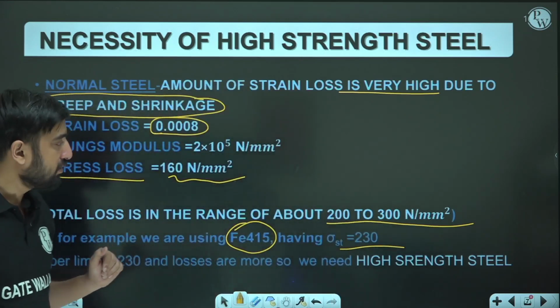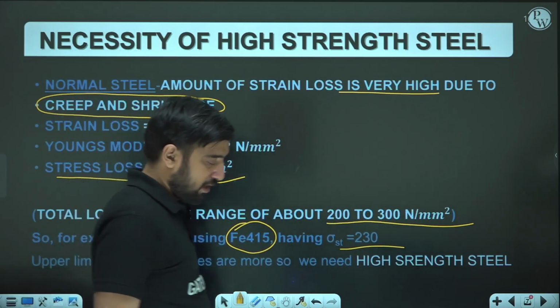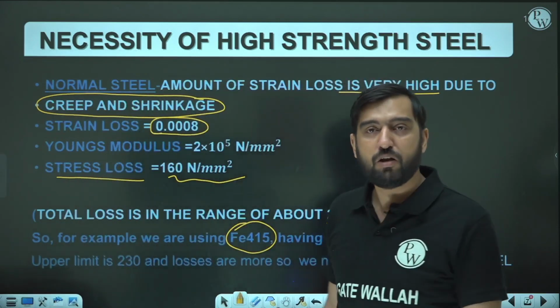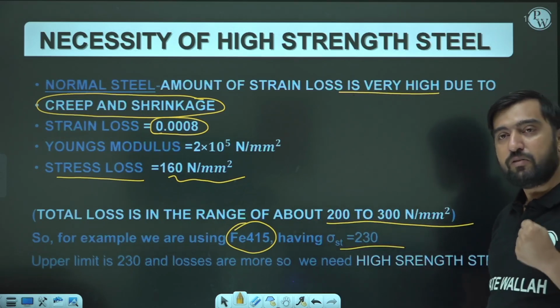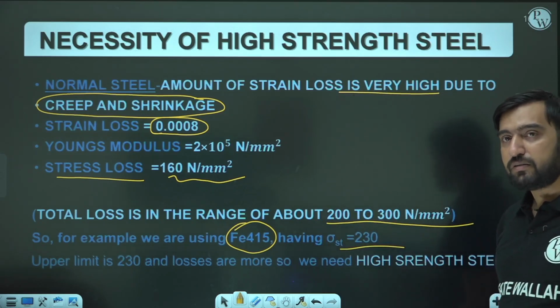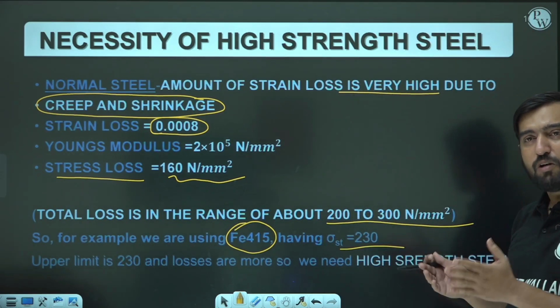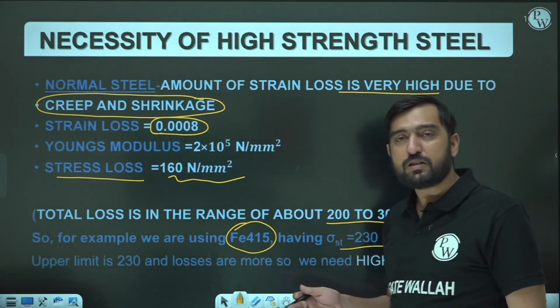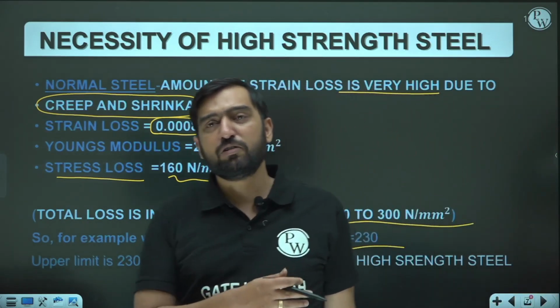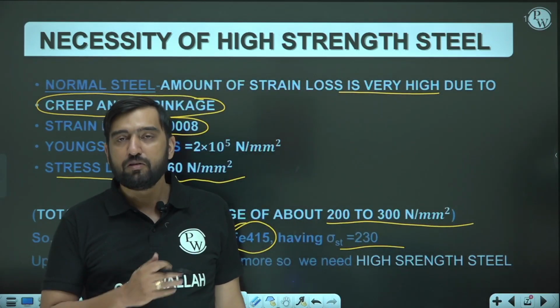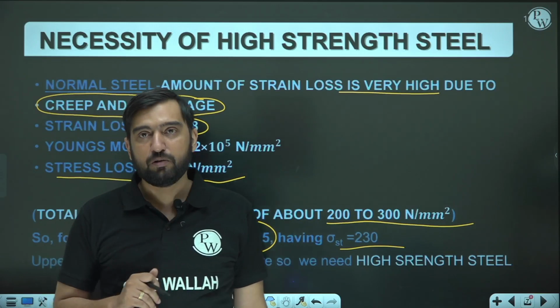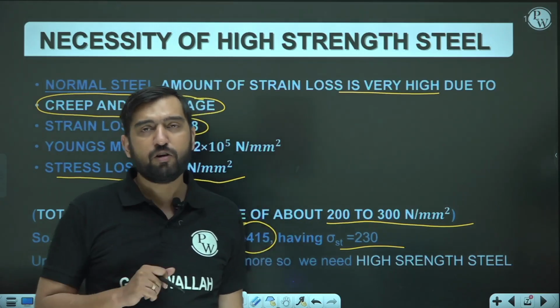Yes, so the majority of it is going to be lost in losses only. Okay, so we need to have high strength steel wires, maybe in the range of 1000, 1500, 2000, such that we can say that the losses are only 10 to 20% of the available strength, then your design would be good. Okay, this is the reason for steel.